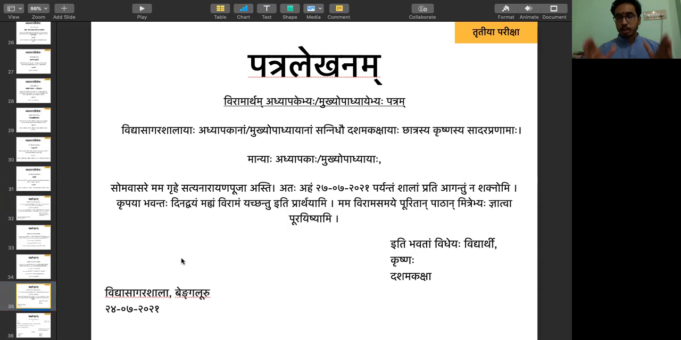So this is the model letter that I have written here. So you can either take a note. Of course, this won't be useful because if the things change, if the reason changes, then this won't be of any use. So here I've written Vidyadhara Shalayah Adhyapakanam. Again, I've mentioned or use one based on the question. Sannidhau Dashamakakshayah Chatrasya Krishnasya Sadara Pranamah. Krishnaha Rama, simple. Manyaha Adhyapakaha Somavasare. So here I mentioned Somavasare. So here when I wrote this letter, it was 24th, that was Saturday. Hence I'm telling Somavasare. So I'm giving the letter on Saturday, telling that from Monday I won't be coming.